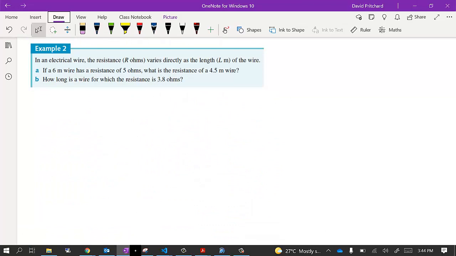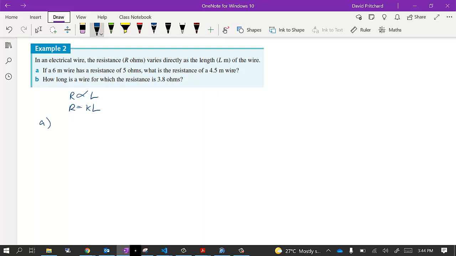To add a little bit of complexity here, we can give real-world scenarios. This is more likely going to pop up with these types of questions. In an electrical wire, the resistance varies directly as the length of the wire. So they've given us a relationship that resistance R is proportional to the length. So R is equal to KL.